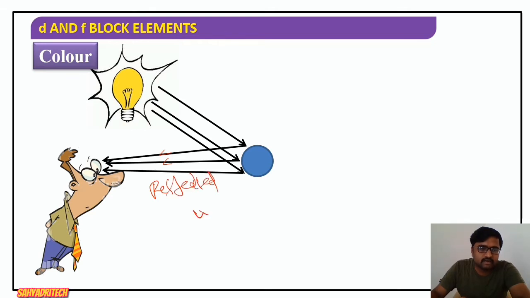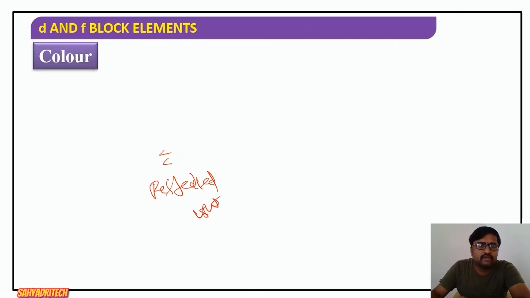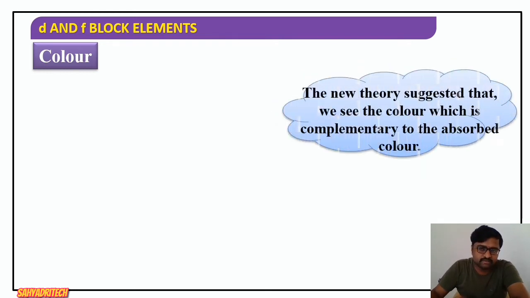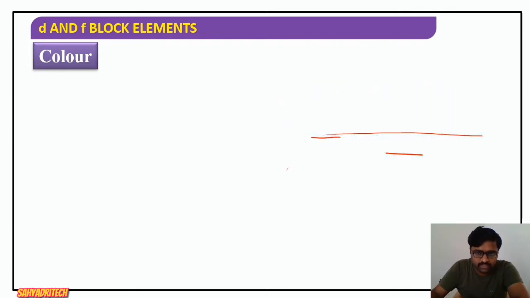But this theory failed. We do not observe color because of reflected light, so this theory later proved to be a failure. Hence, one more theory was proposed to explain the color of an object. According to the new theory, the color we observe is due to the absorbed color, which means whenever light radiation falls on an object, some of the radiation is absorbed and its complementary color will be reflected.